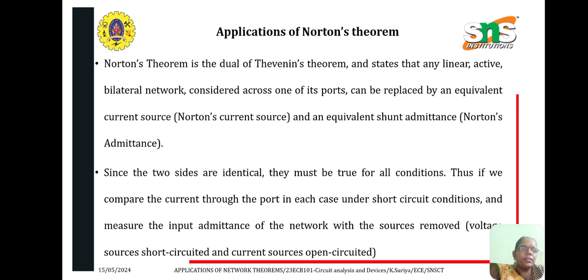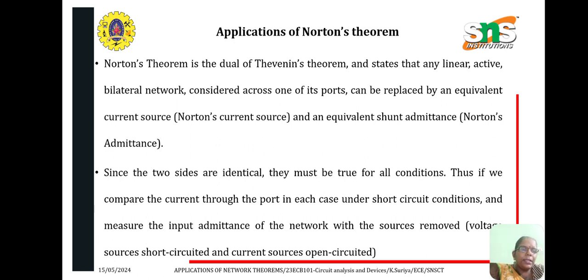Next one is Norton's theorem. It is a dual of Thevenin's theorem and it states that any linear active bilateral network considered across one of its ports can be replaced by an equivalent current source and an equivalent shunt admittance, or you can say a current source in parallel with a resistor.